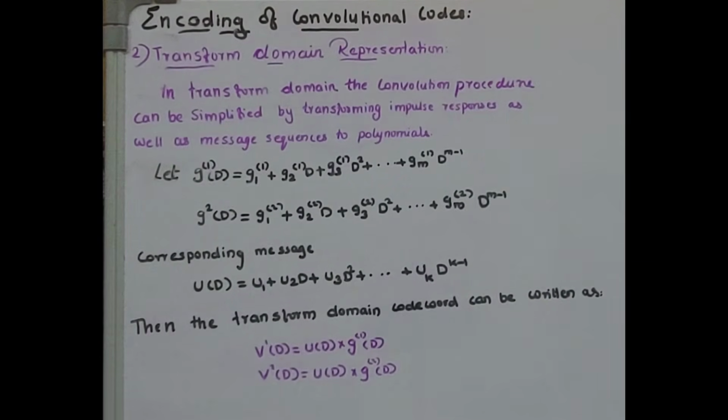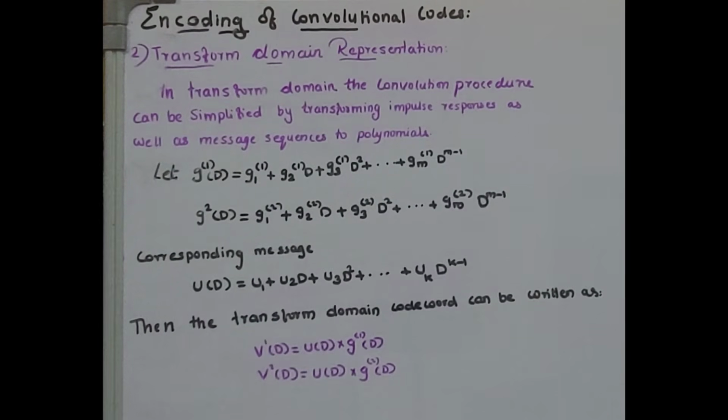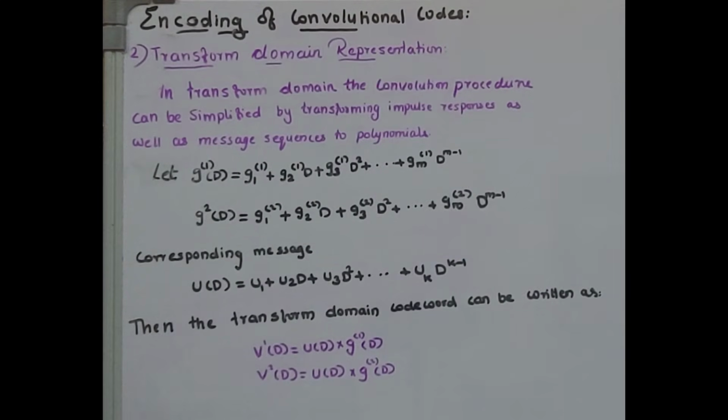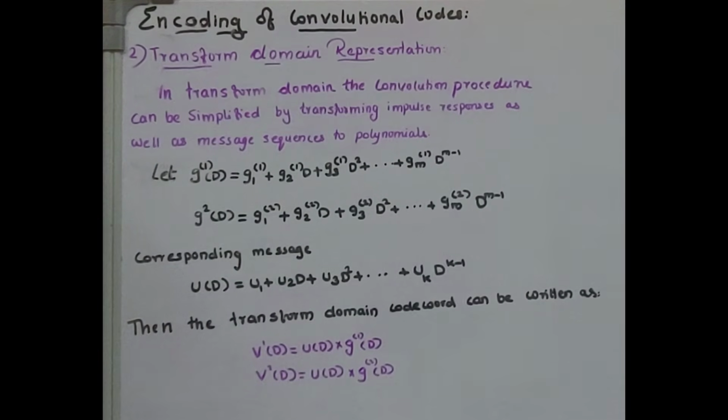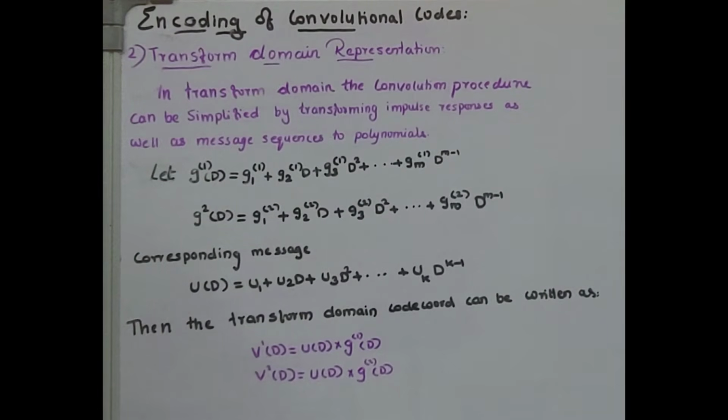Today we are discussing the encoding of convolutional code by using transform domain representation. The second method of encoding of convolutional code is transform domain representation. In transform domain, the convolution procedure can be simplified by transforming the impulse response as well as the message sequence to polynomials.